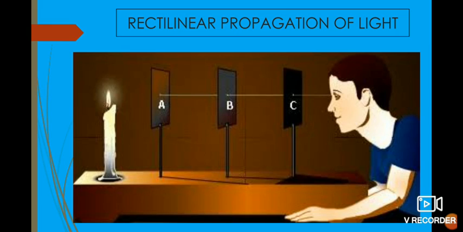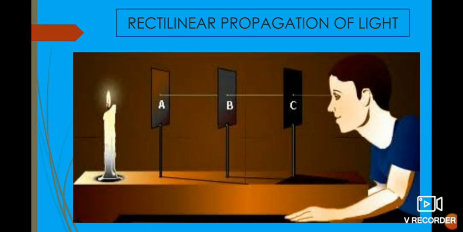Now, on one side of this cardboard, we have put a lighted candle, and from the other side, we try to see the candle. Do you think we can see it? Yes, of course we can see it, because A, B and C cardboards have holes in a straight line. So in the first case, we are able to see it.